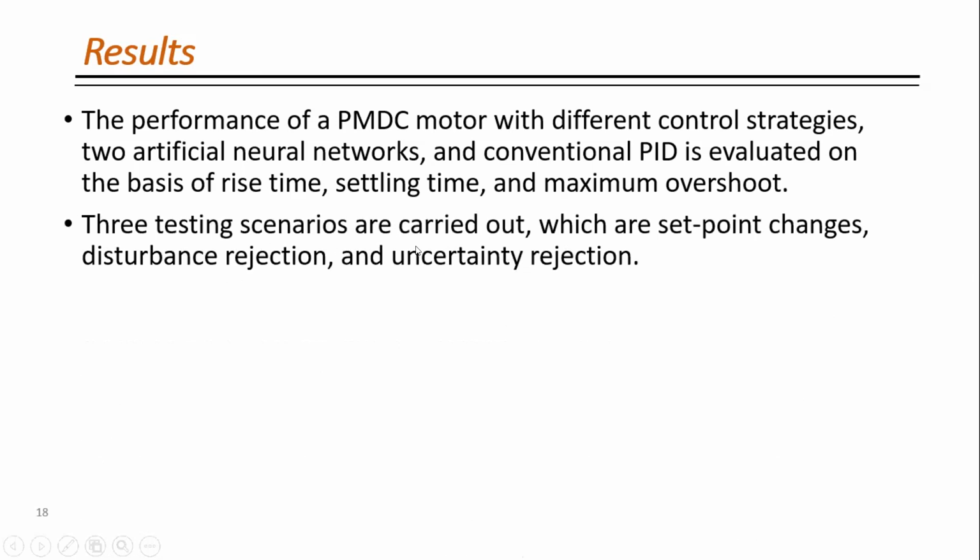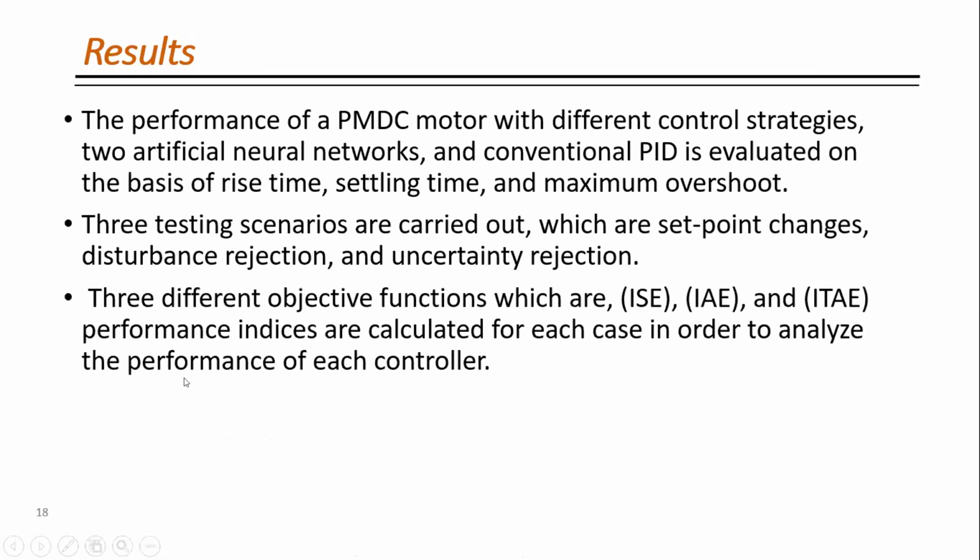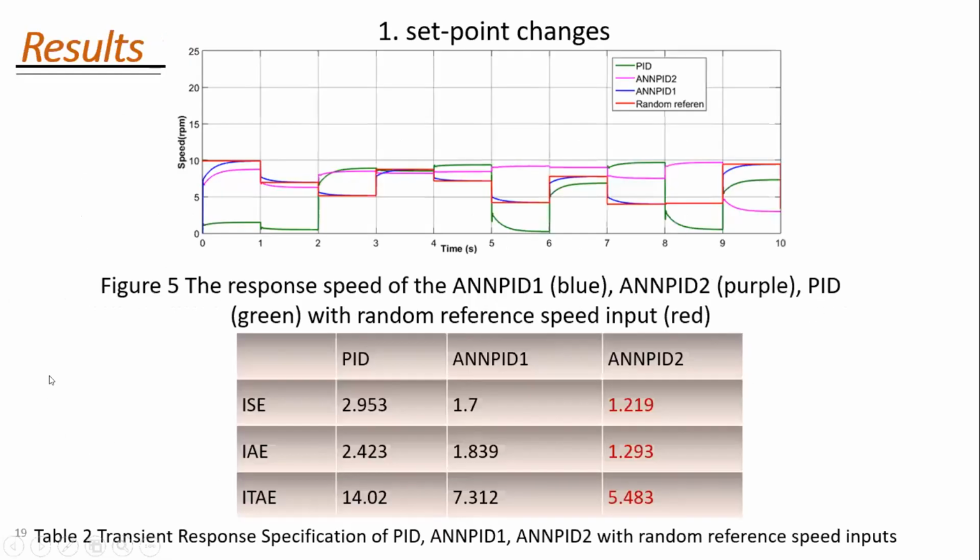3 testing scenarios are carried out, which are set point changes, disturbance rejection, and uncertainty rejection. 3 different objective functions, which are the integral square error, integral absolute error, and integral of time-weighted absolute error, indices are calculated for each case in order to analyze the performance of each controller.